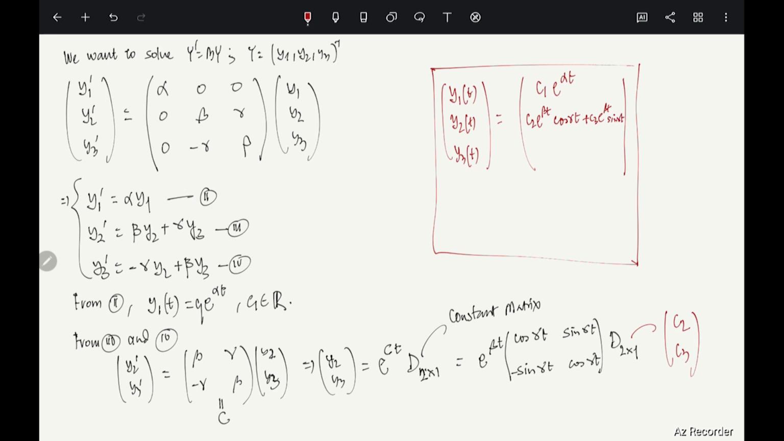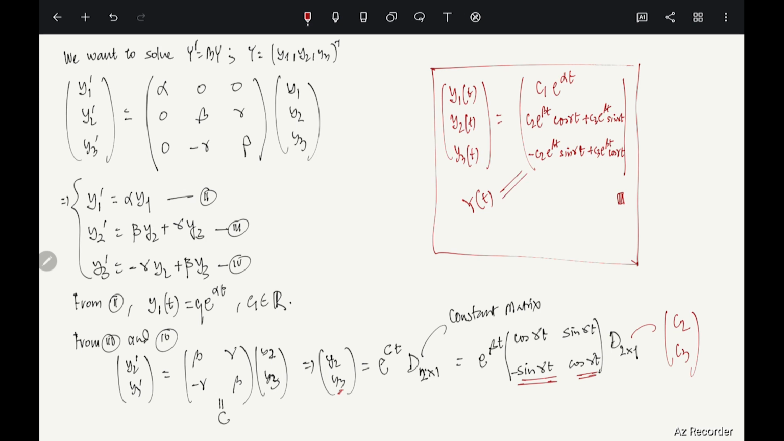Okay, and what is the third expression? Minus c2 e to the power beta t sine gamma t, because you see, what is y3? y3 is nothing but c2 times this, plus c3 times e to the power beta t cosine gamma t. Okay, so you see we have the whole expression. So this is the solution, right? This is y of t. So y of t can be written like this. See, y of t is nothing but this vector.